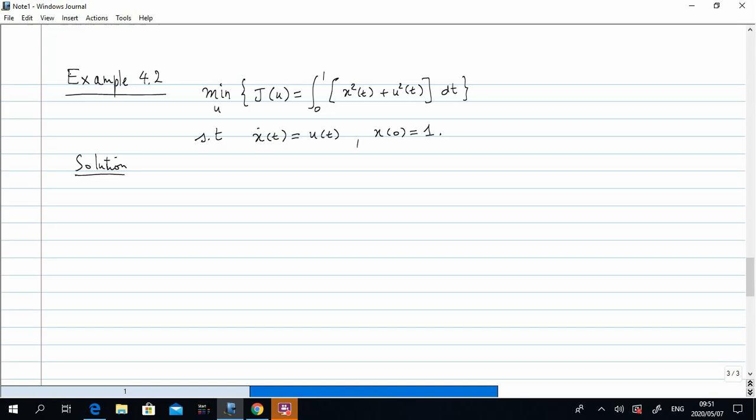In this short video, we're going to look at example 4.2. So it's still the use of Pontryagin's maximum principle. Last time we did example 1, now I want us to do example 2. The example is about minimizing that cost function subject to this condition, x dot equals u, with the initial condition that x at 0 is equal to 1.